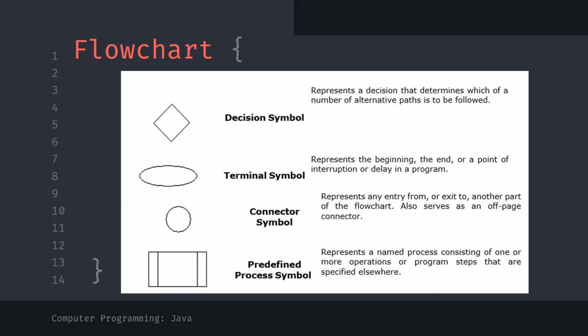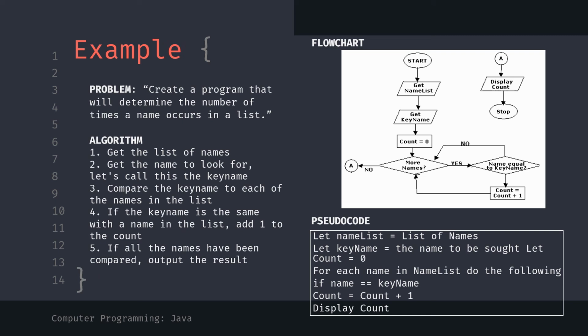Next is the terminal symbol. This represents the beginning, the end, or a point of interruption or delay in a program. Next is the connector symbol. It represents any entry from or exit to another part of the flowchart. It also serves as an off-page connector. Next is the predefined process symbol. It represents a named process consisting of one or more operations or program steps that are specified elsewhere.